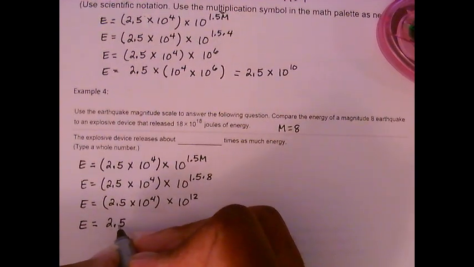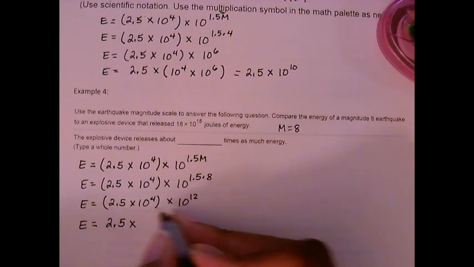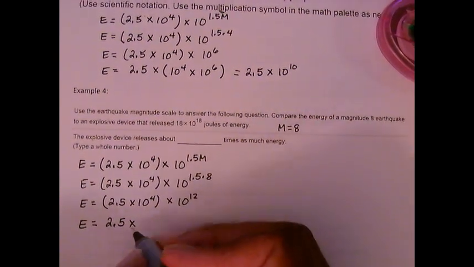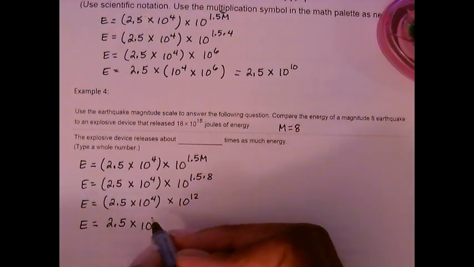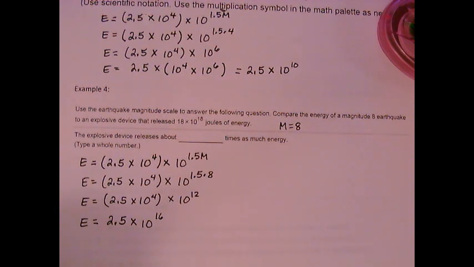I'm going to bring down the 2.5, and I also know that if I multiply powers of the same base, I can add the exponents here. So this will be 10 to the 4 plus 12, which is 16. So here, the energy for a magnitude 8 earthquake will be 2.5 times 10 to the 16th power. Now we want to compare that to the explosive device that released 18 times 10 to the 18th joules of energy.